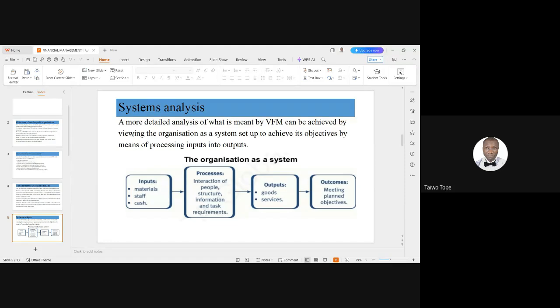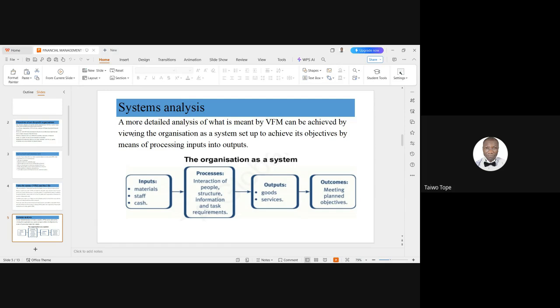When you give your inputs, they should be processed to give you a better output. The outputs can be in the form of goods and services, and the result of these outputs will lead to outcomes. How do you measure outcome? You measure outcome by comparing your outputs with your standard, with your budget. You've made a budget of what you want to achieve. When you compare your output with your budget, you get your outcome. Have you met your plan objective? That is a measure of the outcome.